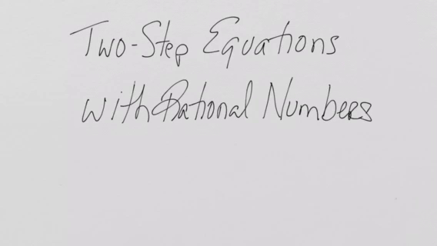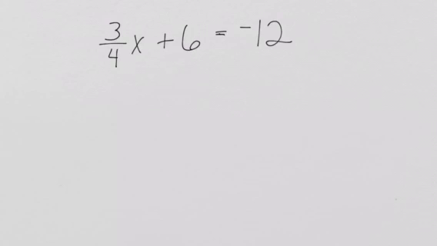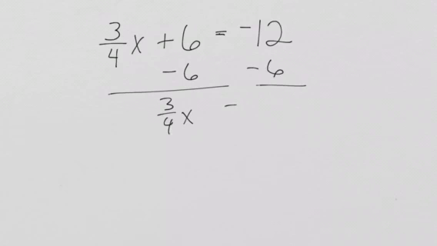Okay, today we're going to be solving two-step equations with rational numbers. You solve them the same way as you would any other problems. For example, in this one, we want to get rid of the plus 6, so we're going to subtract 6 from both sides. We're going to get 3/4 x equals negative 18 in this case.